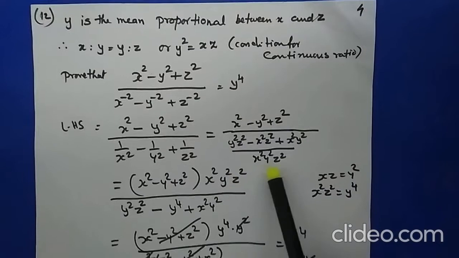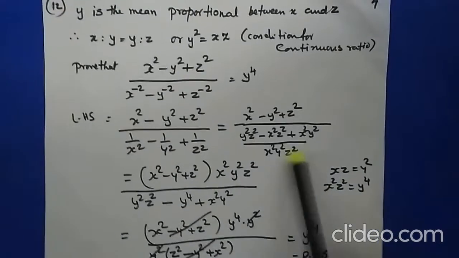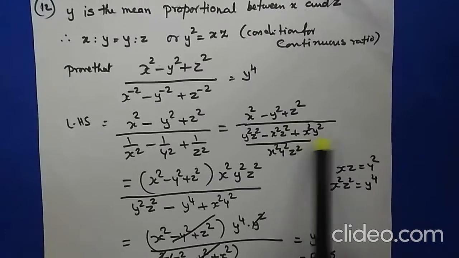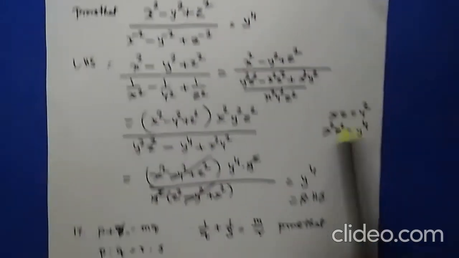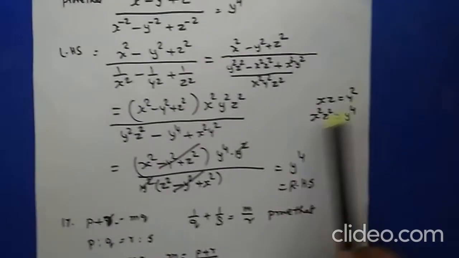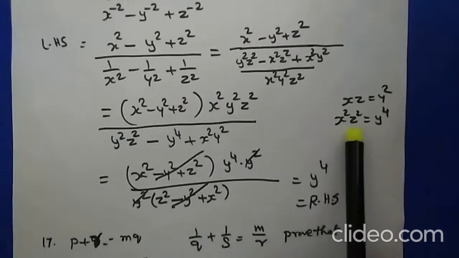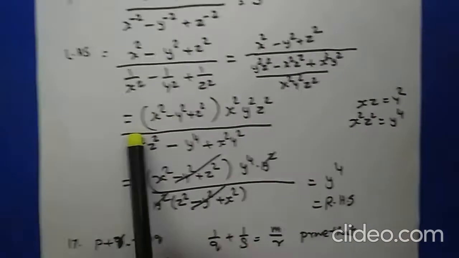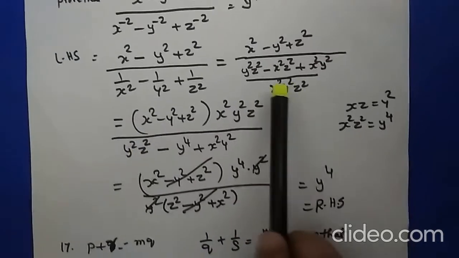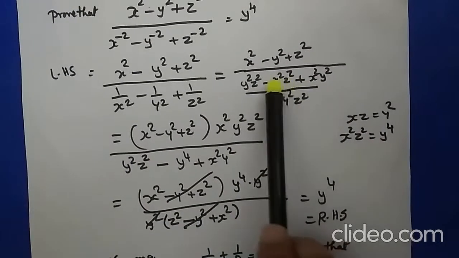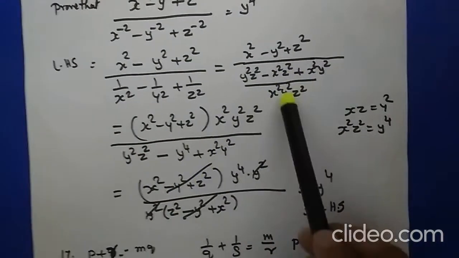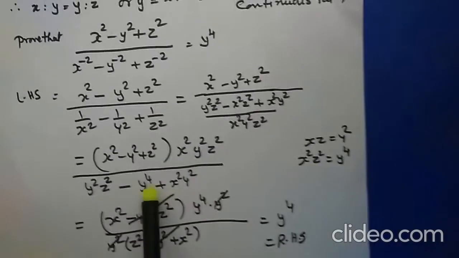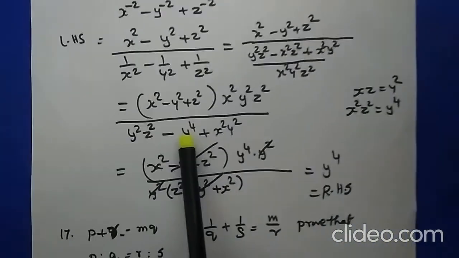You take x squared y squared z squared LCM. You are getting y squared z squared minus x squared z squared plus x squared y squared. Now we know y squared is equal to xz, squaring on both sides, x squared z squared is equal to y to the power of 4. Now I am going to take in the place of y squared, x squared z squared. This x squared y squared z squared will go to numerator. In the place of x squared z squared, y to the power of 4 substitute.